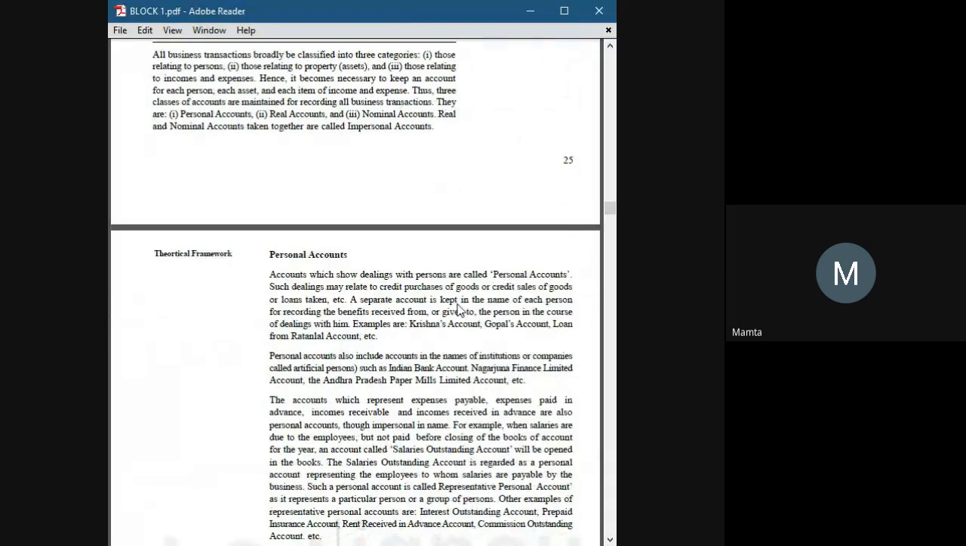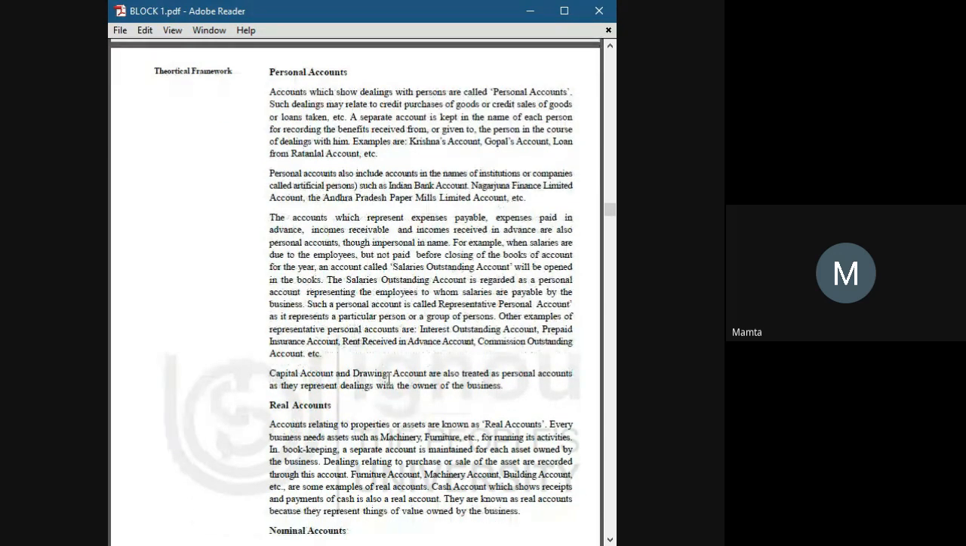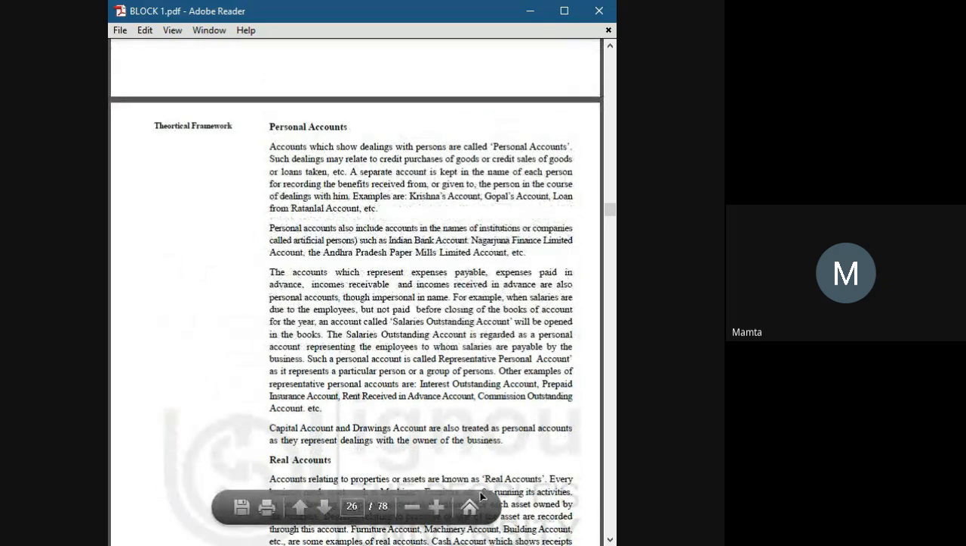Classification of accounts. Generally we have three types of accounts: personal account, real account, and nominal account. This topic is very crucial. Please focus on this topic. First is personal account. As the name says, this account relates to a person, like Josh's account, like owner's account, like your own account.